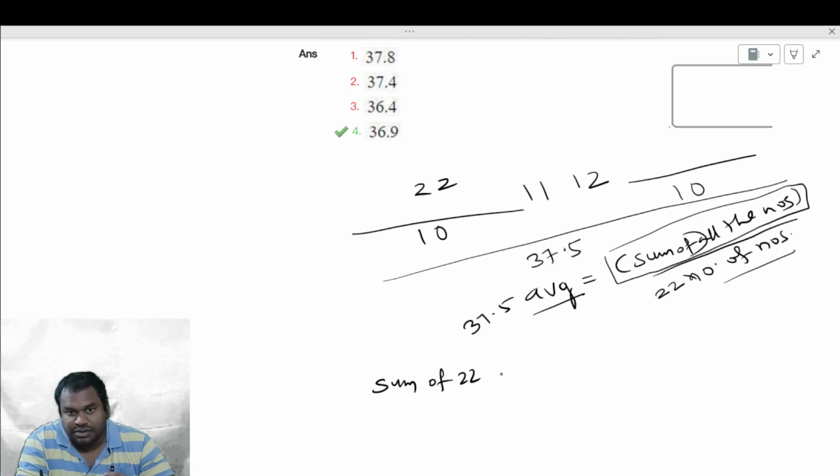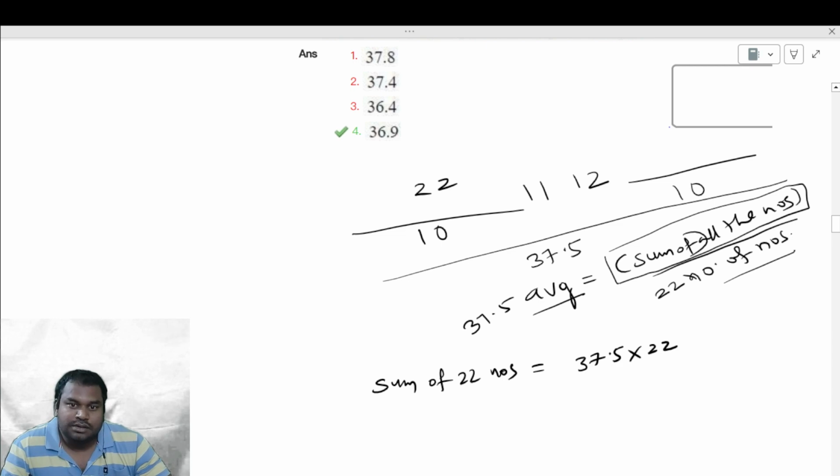Sum of 22 numbers is equal to 37.5 into 22. Now you can do one thing. See, don't directly multiply like this. You can multiply the normal way or else you can do like this. Assume it as 20. Then multiply with 0, it will become 375. 375 into 2, how much? 750.